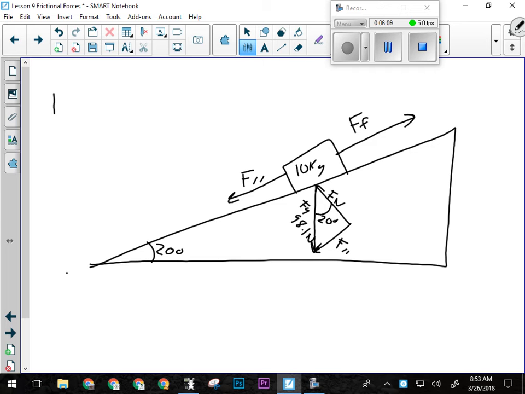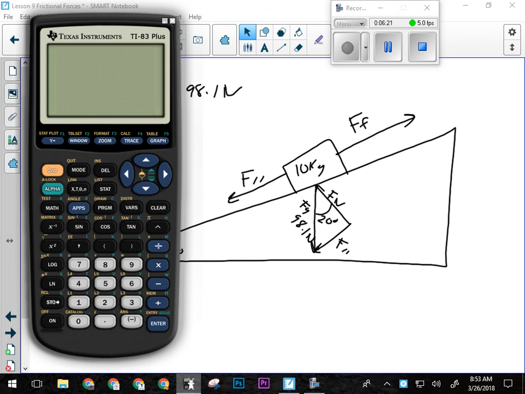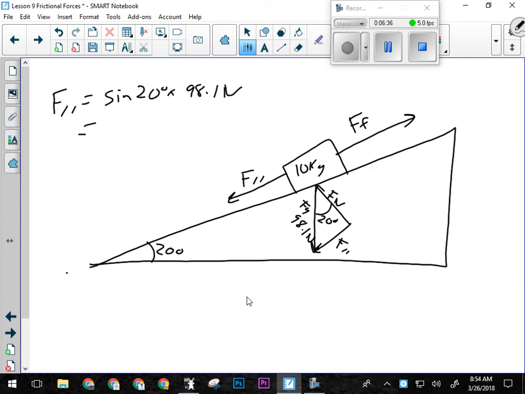So if I want to calculate F parallel, same as I always do on an inclined plane, I find the opposite side, so the sine of 20 degrees times 98.1 newtons. All right, so we got 33.55 newtons. I only have two significant figures here, so we'll say 34 newtons. And then that means that F_f is going to be 34 newtons up the ramp.